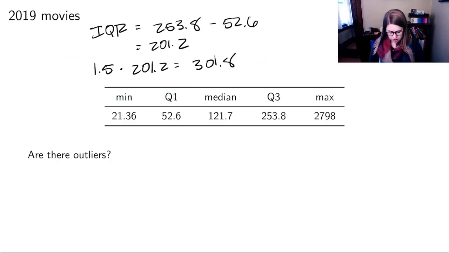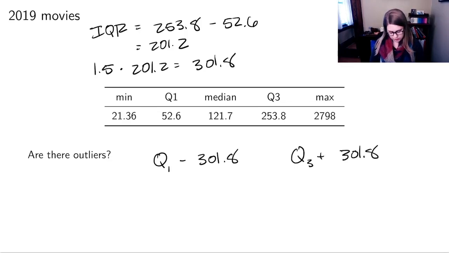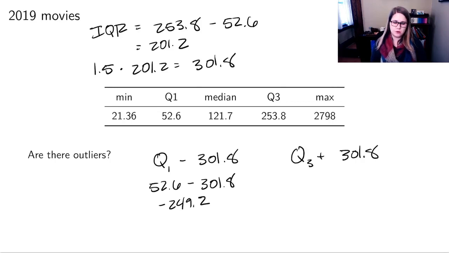So I want to know, are there any values that are less than Q1 minus 301.8 or greater than Q3 plus 301.8? So let's figure both of those out. So Q1 is 52.6, and if we minus 301.8, we obviously get a negative number, negative 249.2. I don't think there's any way for a movie to have made negative money at the box office. It might have netted negative money, but our minimum value here is positive.